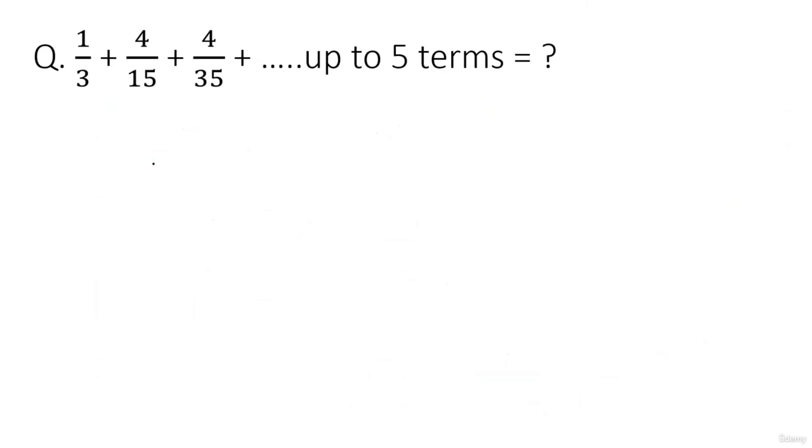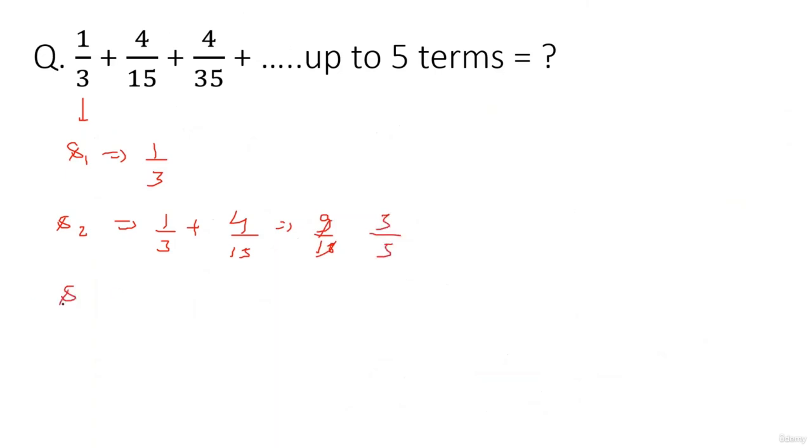Okay, so here, guys, for the first term, the sum is 1 by 3. Sum of the first 1 term is nothing but 1 by 3. For the first 2 terms, the sum will be 1 by 3 plus 4 by 15. Okay, so it will be 5 plus 4, 9, 9 by 15, which is nothing but 3 by 5.